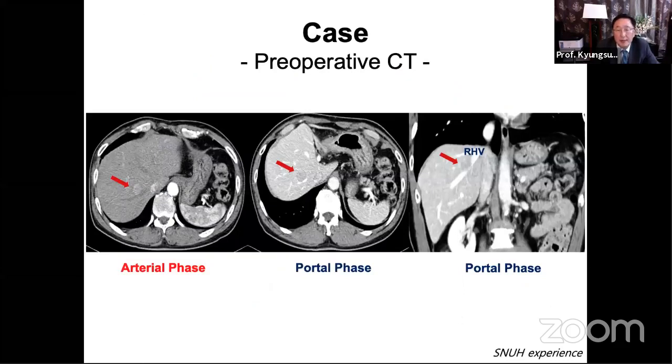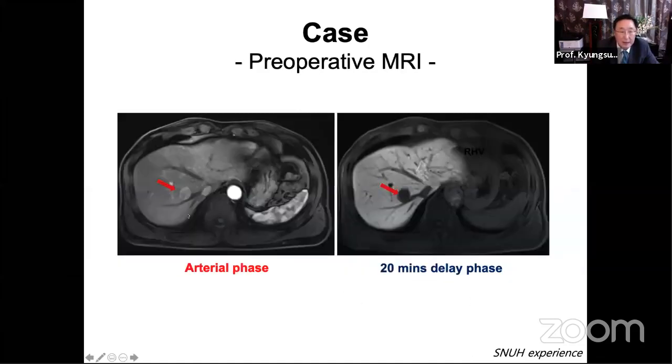We should not make the liver congested as far as possible. In this patient, the tumor compressed the right hepatic vein or maybe invaded it a little bit, and the MRI showed the same finding. So in this case, we have to remove the tumor with the right hepatic vein. Otherwise, we cannot obtain a free margin.